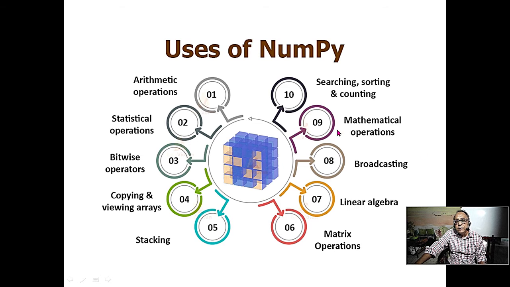So these are the uses of NumPy: arithmetic operations, various statistical operations, mathematical calculation, bitwise operations, copying, viewing arrays, stacking, and matrix operations, which are very important because everything, all the FFT (fast Fourier transform) and image processing, can be done by matrix. Linear algebra you already know, broadcasting, mathematical operations, searching, sorting, you probably know. All these things can be done in NumPy, which Python by itself is very incapable of.